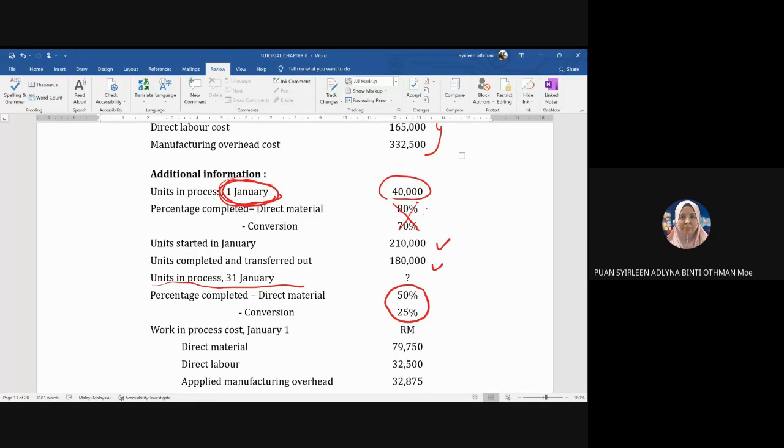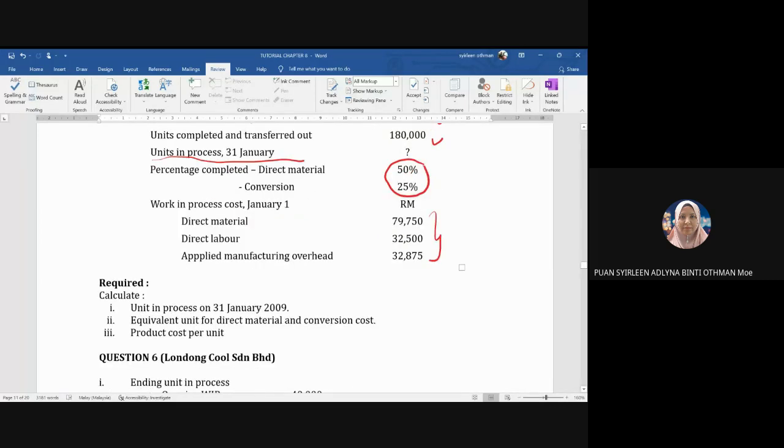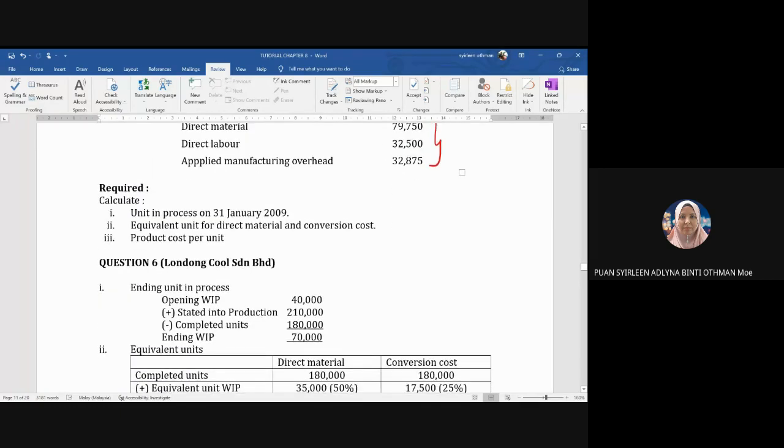Okay, alright, so work in process cost, this is balance, and we are supposed to do for 31st January 2009. Alright, so ending unit. Opening dia bagi dalam soalan tadi ialah 40,000. Started unit into production, the started unit given here is 210. And the completed unit given in the question as well is 180. So, your ending WIP ialah 70,000.